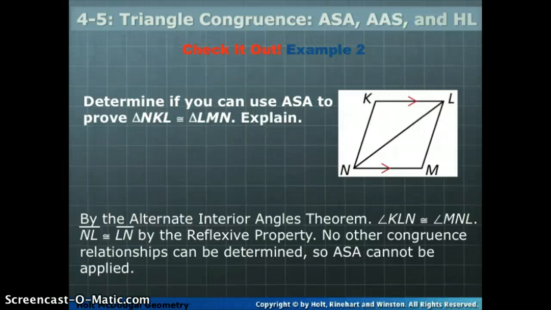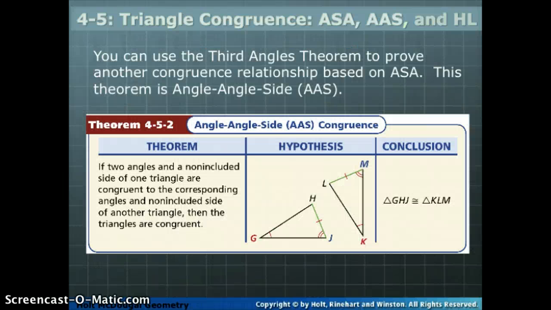So one way to prove triangles congruent is angle, side, angle, where the side is in the middle. We can also use the third angle theorem to prove another congruence relationship based on angle, side, angle: the angle, angle, side. Notice we can still have two angles and a side, and the side not be included. It says if two angles and a non-included side of one triangle are congruent to two angles and a non-included side of another, then we can say the triangles are congruent. So notice J and G, side JG would be included, but they chose one that's out here.